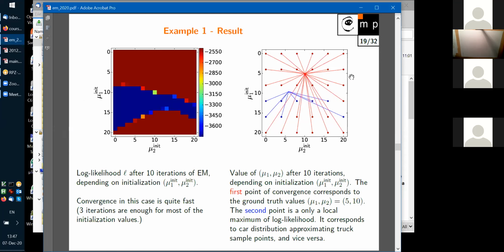And you see that the convergence to the correct minimum, 5 and 10, will happen from most of the initialization points. There is another local minimum, which is if it swaps the car and truck. If you initialize almost the other way around, you can sort of fool the method, but if you initialize with the average of the known classes, for the known data, it will not happen.